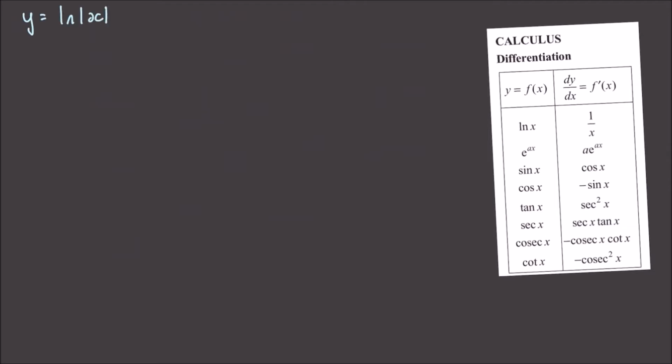Right, using our formula sheet, there's other rules we can do. First of all, the derivative of natural log of x goes to 1 over x. We're going to apply that, plus we're still going to be using the chain rule.